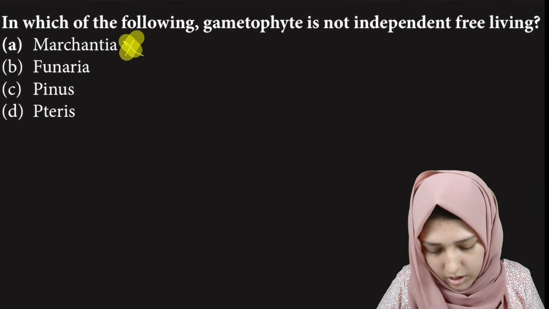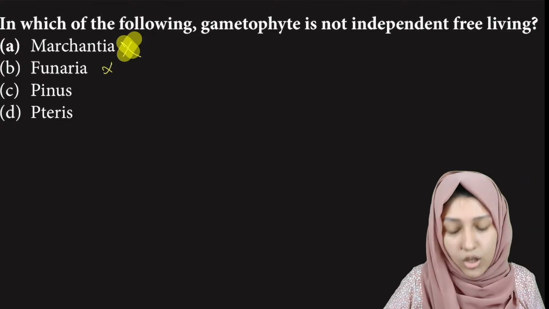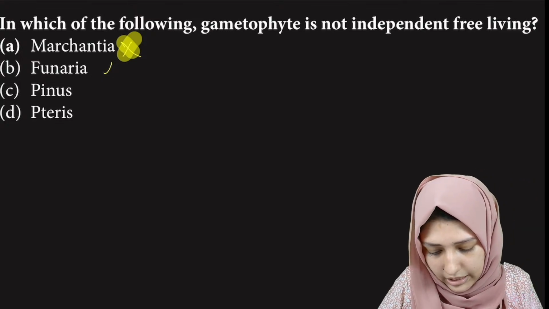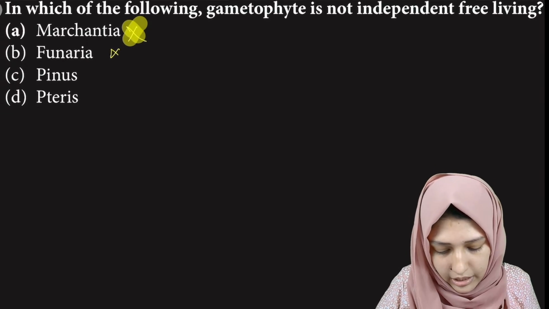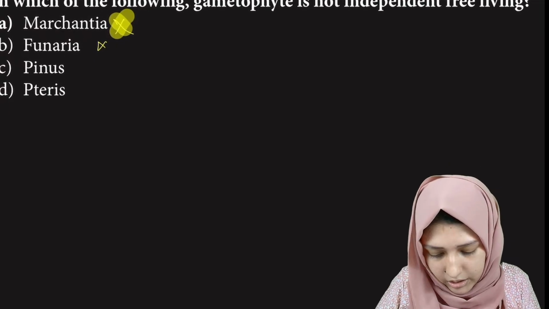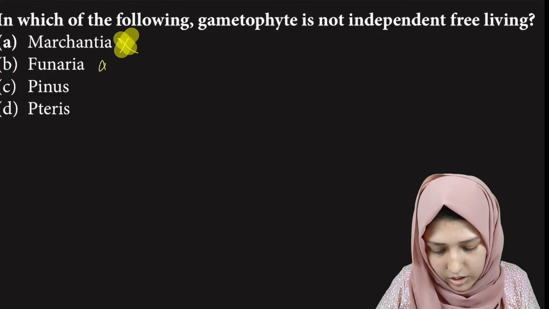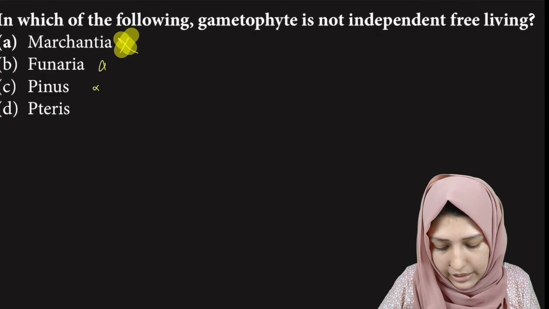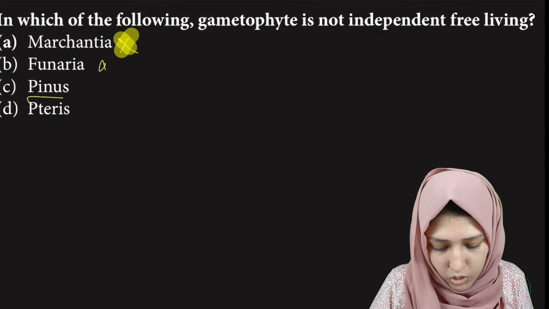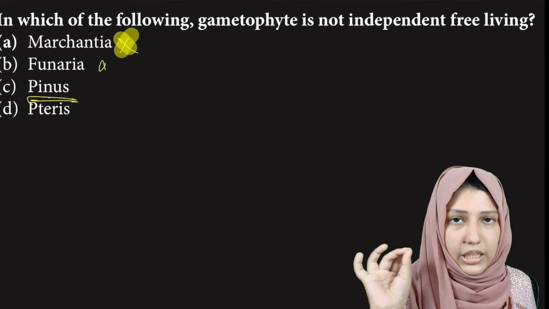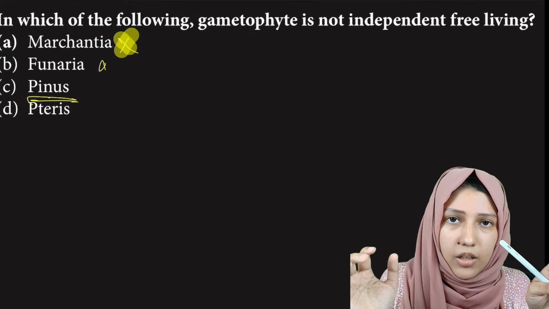Okay. Then Funaria. What is Funaria? Funaria is an algae, so it is also not independent free living. Now, Pinus. Pinus is a Gymnosperm. In Gymnosperms, the gametophytes are not independent free living; they are dependent on the sporangium.